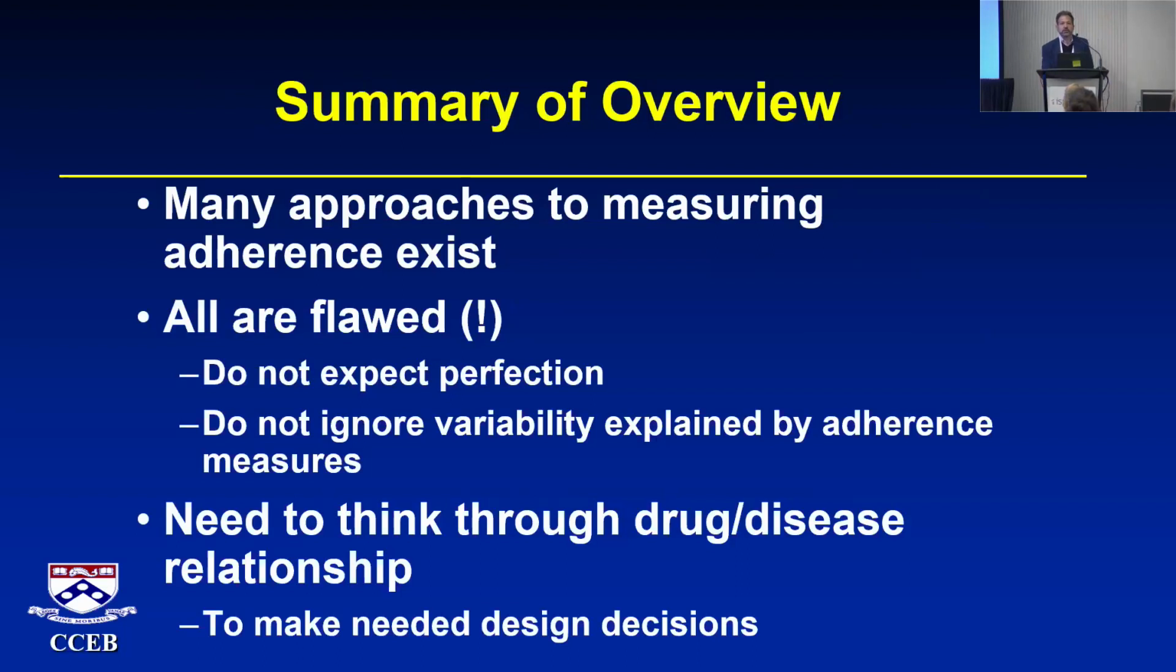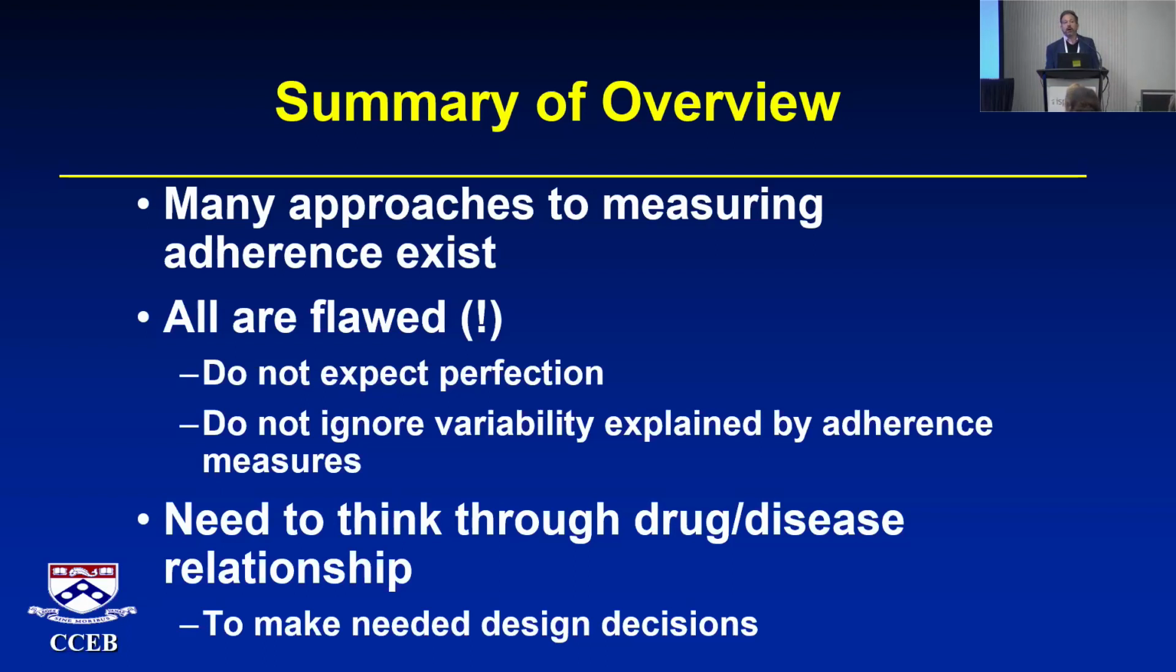These measures do capture variability in people's adherence. They just don't do it perfectly. And so you have to not expect perfection, but not ignore the variability that you can measure by the techniques that we're going to talk about. And you need to think through the drug-disease relationship. And that's why when we go through some of these exercises, we're going to do it on diabetes, but there are many other examples that you could come up with.